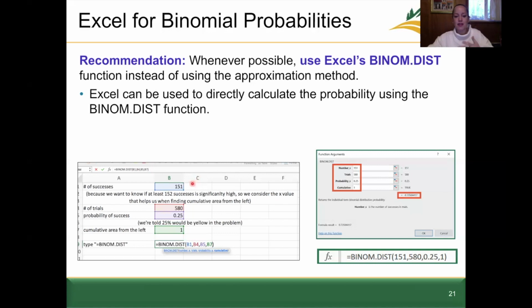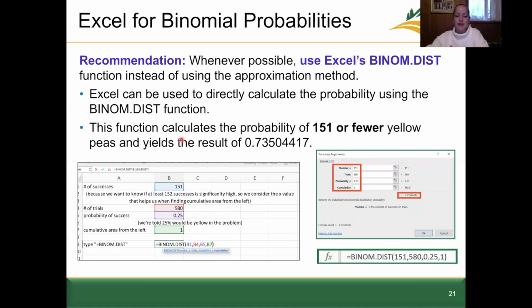Well, here we wanted the probability of 152 or more pea plants. But because we work in terms of cumulative area from the left, then we use an X value of 151 to figure out the probability of 151 yellow pea plants or less. Then we take the complement to get 152 or more pea plants, which is the answer we want. The number of trials here we've established previously, that's 580. The probability of success, or the probability p here in Excel, that's 0.25, right? We were told 25% would be yellow in our problem. Then we want the cumulative area from the left, so we want that total area from the left, so we use a cumulative value of 1.